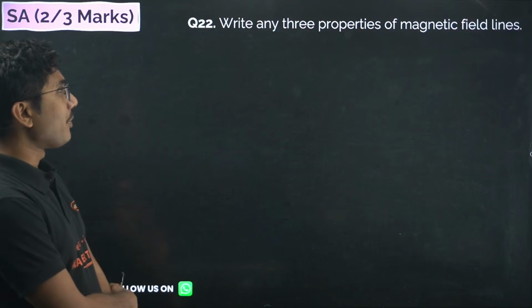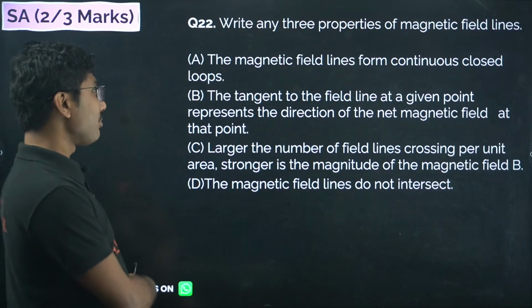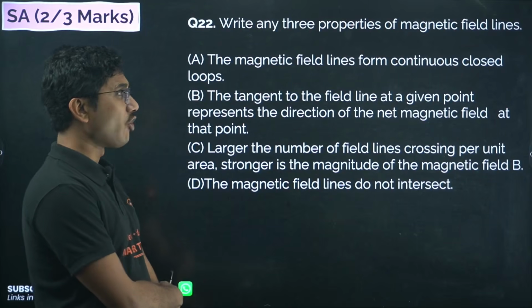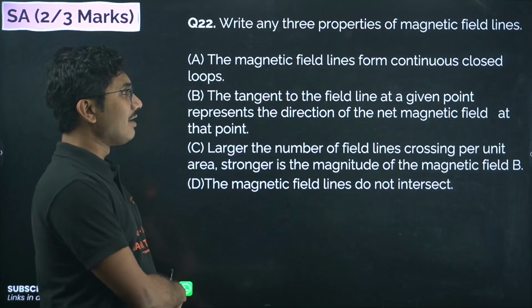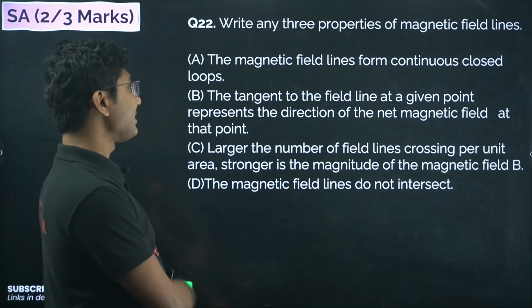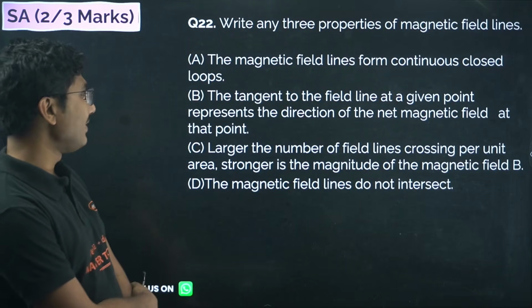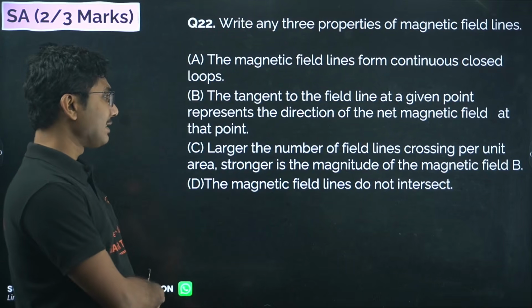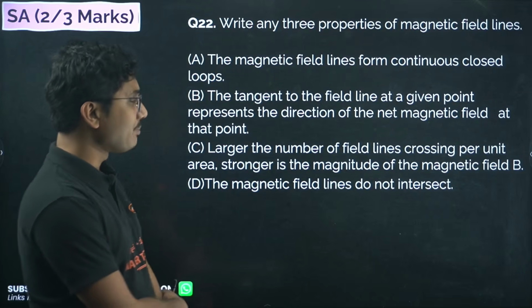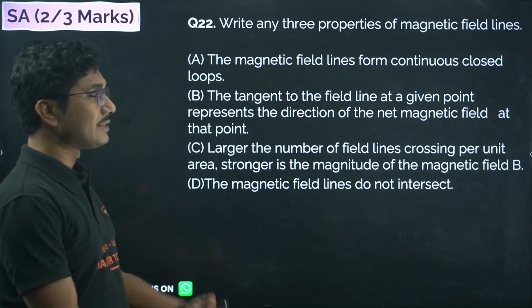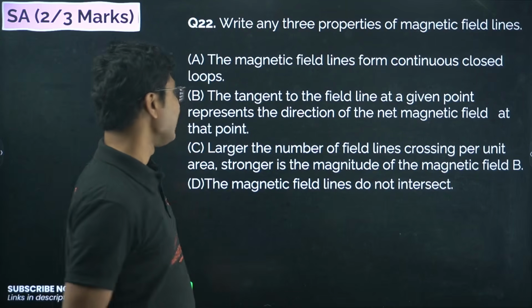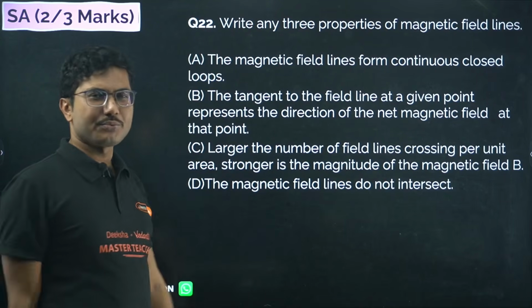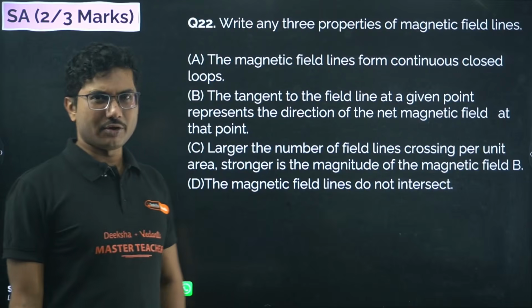Write any three properties of magnetic field lines. Another important question. Magnetic field lines form continuous closed loops. The tangent to the field line at a given point represents the direction of the net magnetic field at that point. The larger the number of field lines crossing per unit area, the stronger the magnitude of the magnetic field. The magnetic field lines do not intersect. I have given four options. You can remember any three of them.